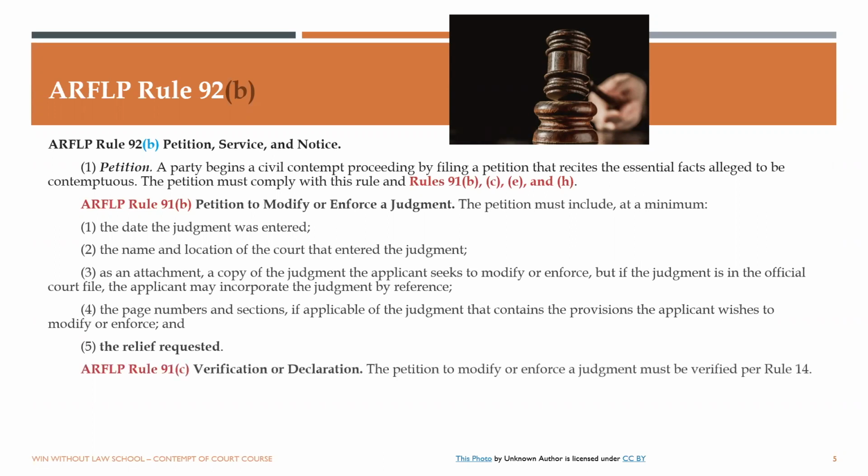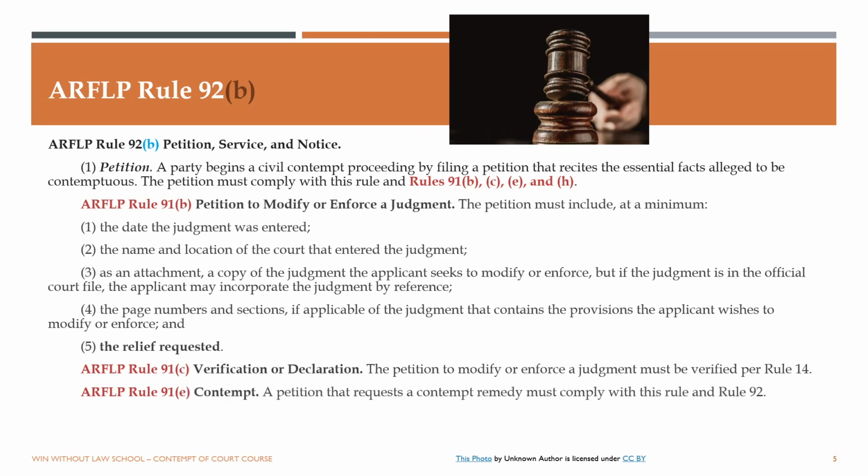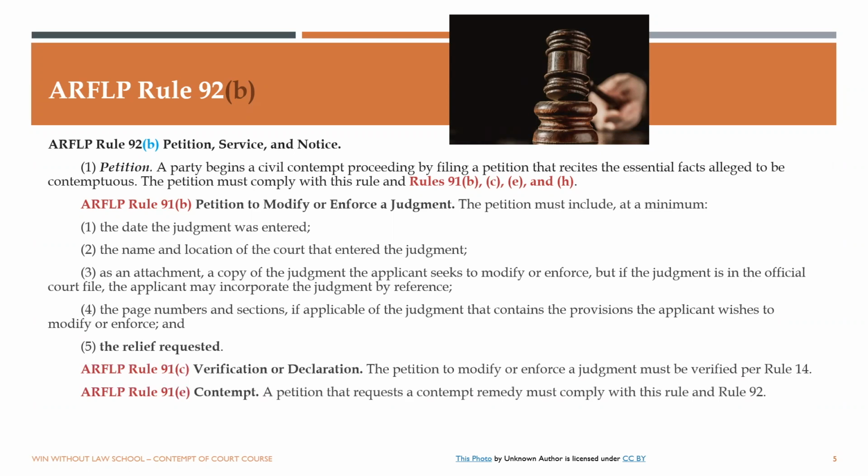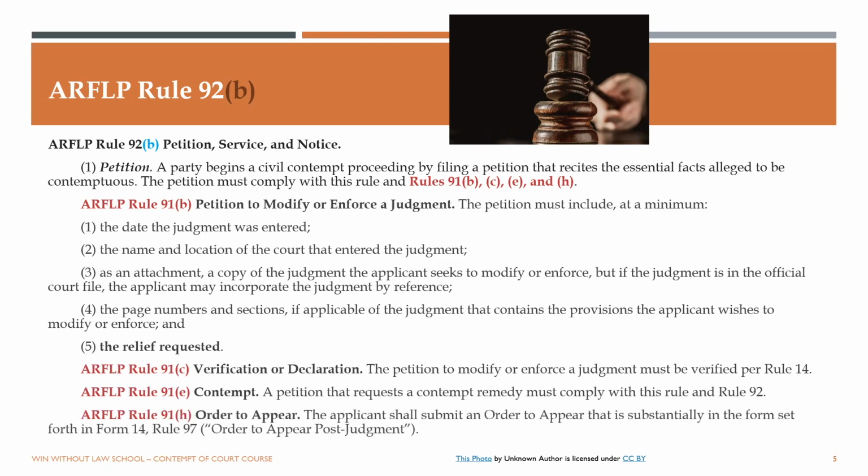And then 91C says your petition has to be verified. So you need to swear under oath that what is in your petition for contempt is true and accurate. So Rule 14 of the Arizona Rules of Family Law Procedure has the exact rules for verifying a petition for contempt. And then Rule 91E, this is kind of redundant, but it explains that a petition that requests a contempt remedy must comply with Rule 91 and Rule 92. So that one's easy to comply with.